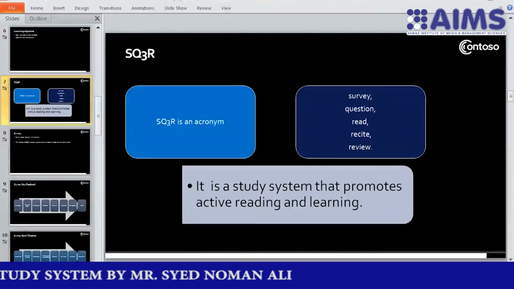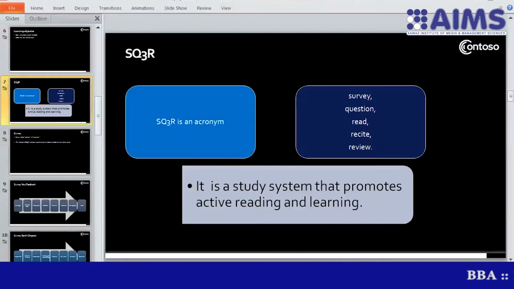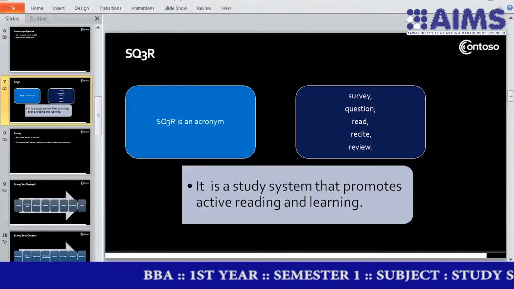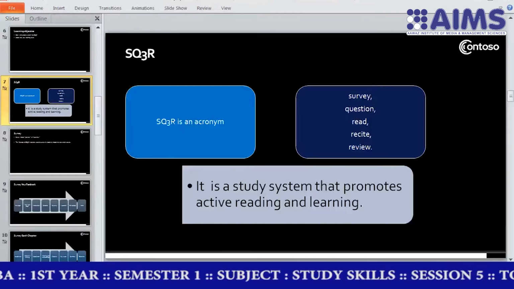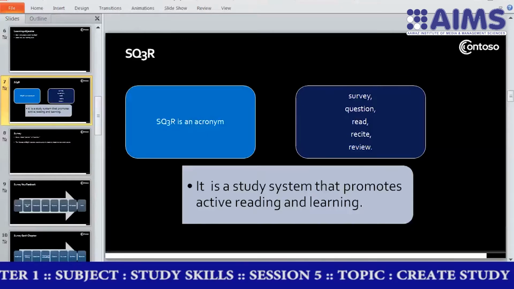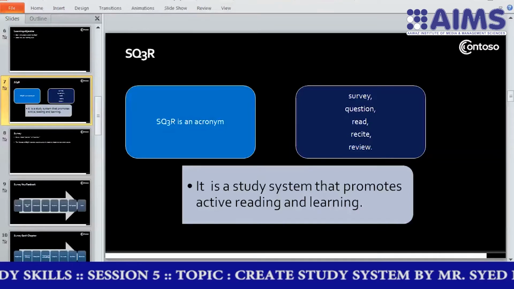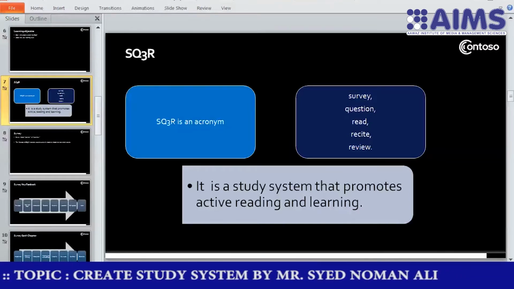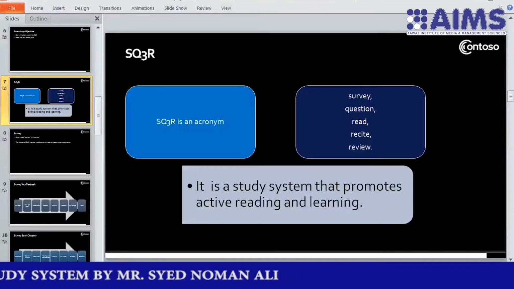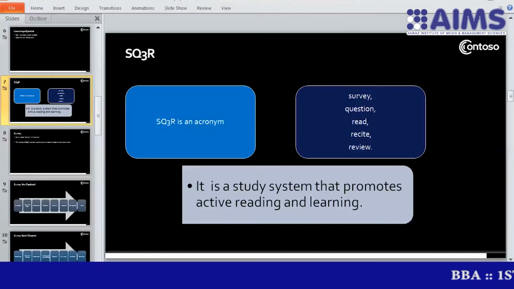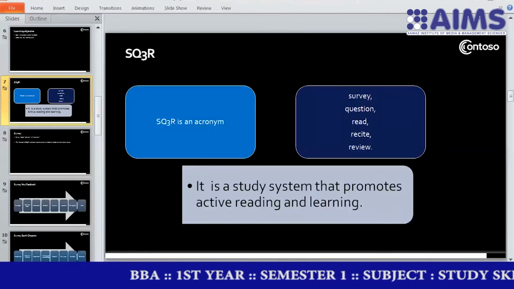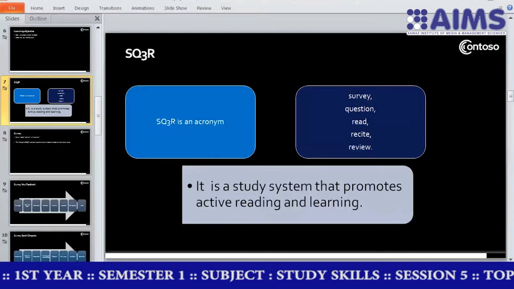Now we have to double click on SQ3R. It is an acronym, which means S survey, Q question, R read, another R recite, and the last R review. You survey the textbook, survey the literature provided, and go through it. What was the chapter? What is the title? What was the content? What was the preface? And what does the author want to say? That is a complete brief survey.